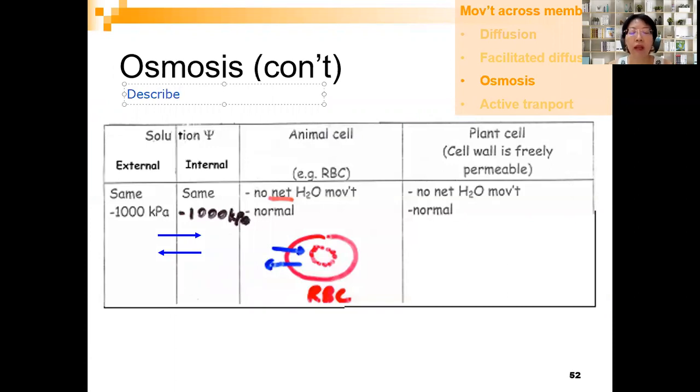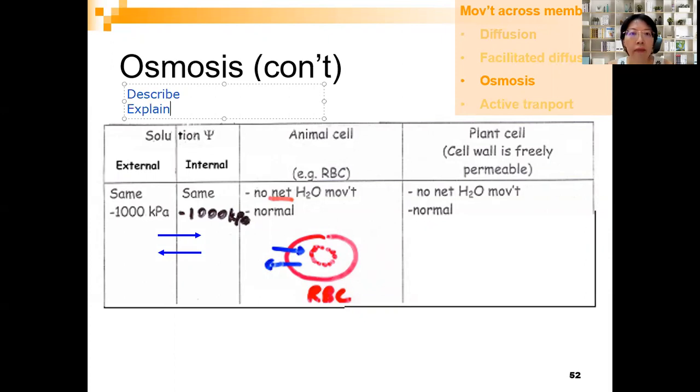So usually describe is what you can see, all right? And then we will also learn how to explain, that means why the cells behave like this when immersed in a certain solution of certain water potential. So you need to explain, and what are the points that you need to use to explain the process. Okay, so that's describe and explain for today's lesson.